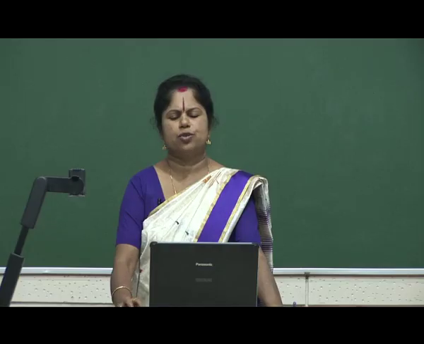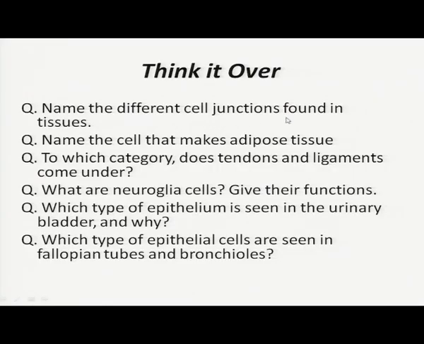Now, think over some of these questions. Name the different cell junctions found in tissues. Name the cells that make adipose tissue. To which category do tendons and ligaments come under? What are neuroglia cells? Give their functions. Which type of epithelium is seen in the urinary bladder and why? Which type of epithelial cells are seen in the fallopian tubes and bronchioles?